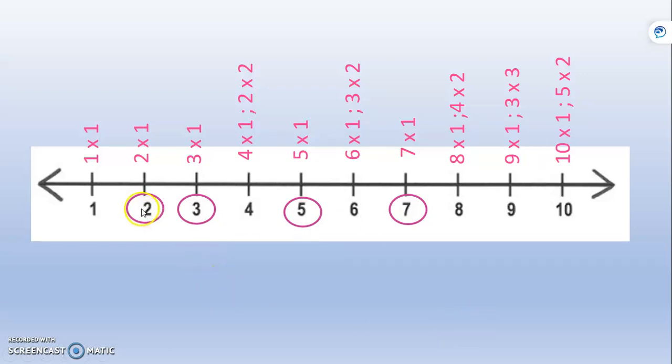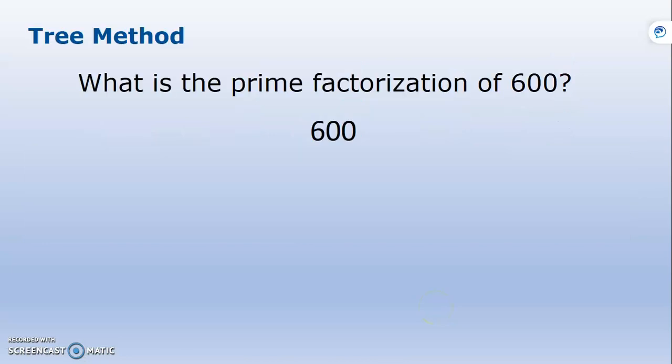So these are some of our commonly used prime numbers. The next two on the list that are also used are 11 and 13. So let's get started on a question. What is the prime factorization of 600?